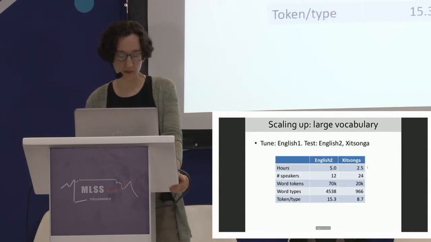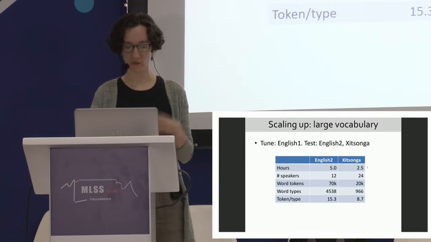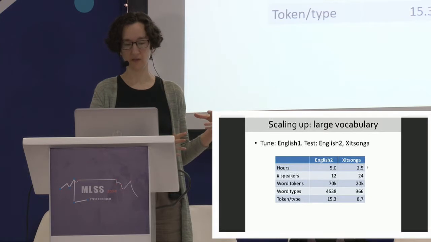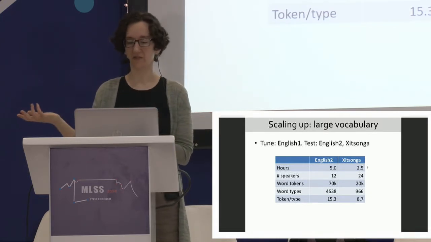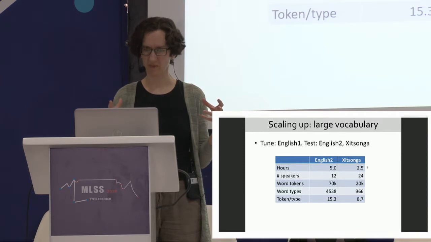The data sets that we used here are actually the same ones that we used in the previous part. So we tuned the system on part of our English data set, and then we tested it on a different part of the English data set, but then we also tested it on the Tsonga data set without any retuning. It's also important to point out here that these two data sets have fairly different characteristics. So they're roughly similar in the number of hours of data. They're both pretty small, well, very small.